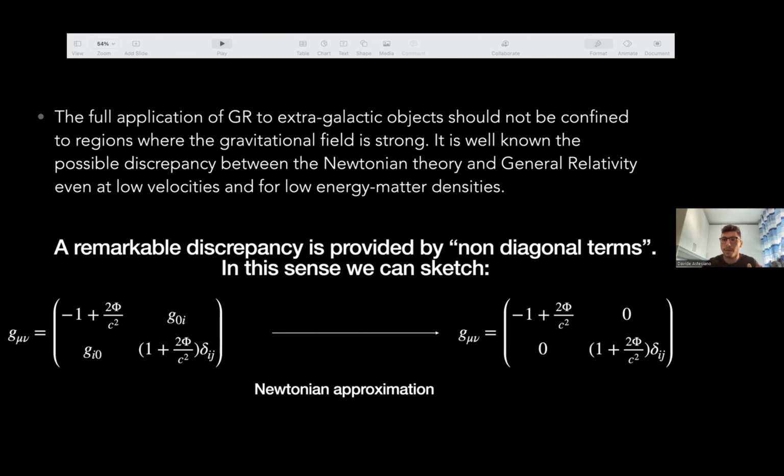Again, the full point: we're not going to discuss a specific model. We are going to discuss the fact that the full application of GR should not be confined to a region where the gravitational field is strong. Like in this case, for this kind of system, axisymmetric and stationary, a remarkable discrepancy is provided by non-diagonal terms. But in general, we have more terms, because we have certain elements in the metric, but symmetries help us to just fix some elements. But in general, for some objects, we can also have many more discrepancies.